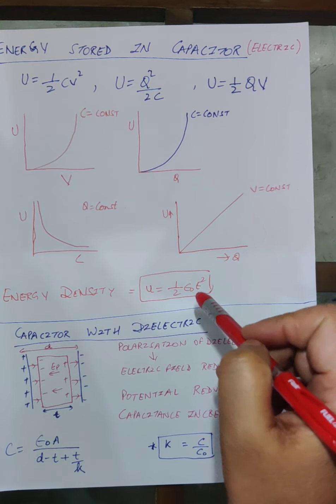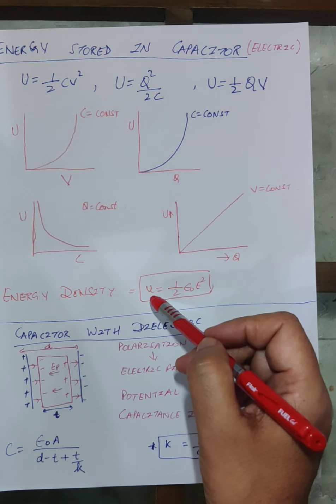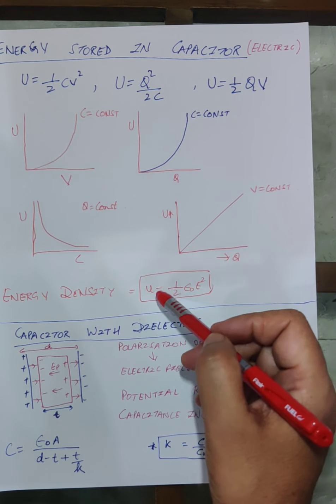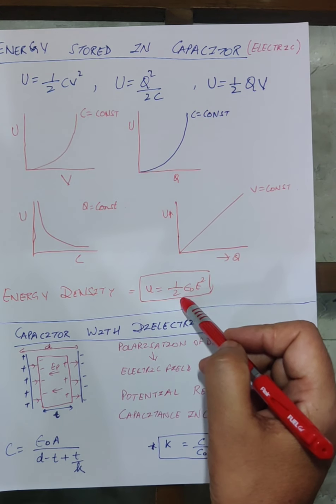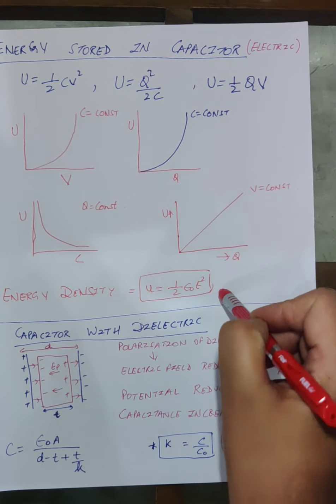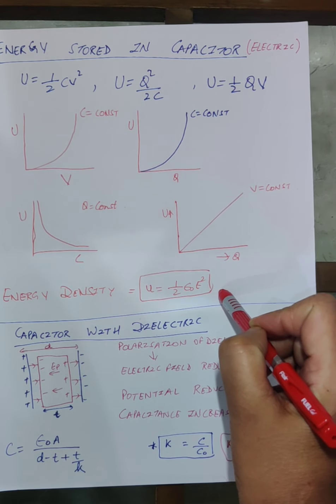The next expression, which is again very hidden, is the energy density. What is energy density? Energy density is energy per unit volume of the capacitor. And what is its formula? Its formula is half epsilon naught E square. This is all about the energy stored in the capacitor.